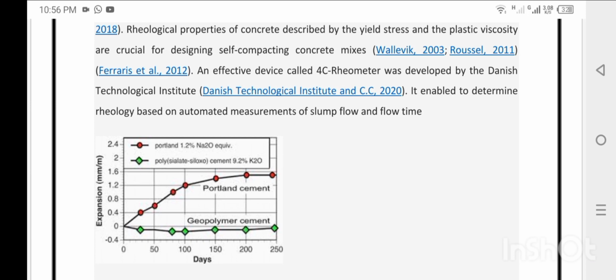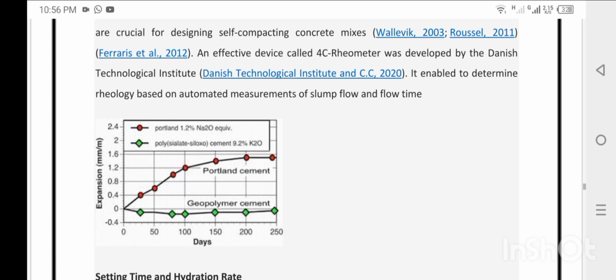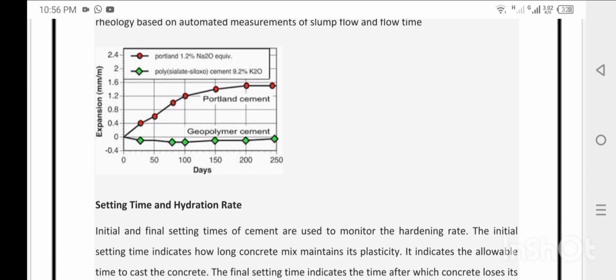This graph shows expansion on a y-axis and days on x-axis. These are the differences between two cements. First is Portland cement and the other one is Geopolymer cement. Red dotted lines show Portland cement and the green lines show polysilate siloxy cement, and there is a huge difference between them, as geopolymer cement is much better than the Portland cement.